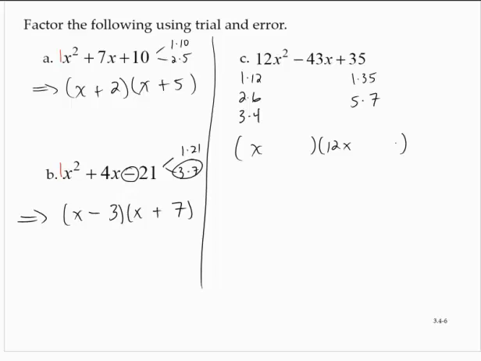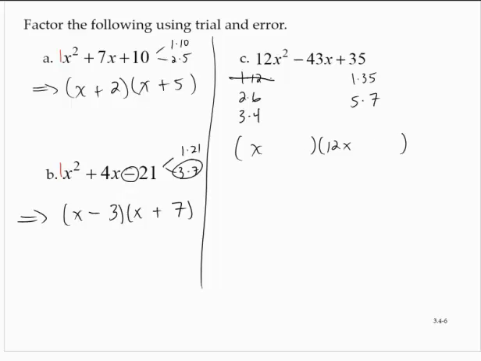So now I try the 5 and the 7. I put the 5 here and the 7 here. X times 7 is 7x. 5 times 12 is 60x. That would be 67. No good. And so again, I switch it up and I put the 7 here and the 5 here. And that would give me a 5x and an 84x. And that's no good either. That would give me an 89x, not a 43. So I know it's not the 1 and the 12.